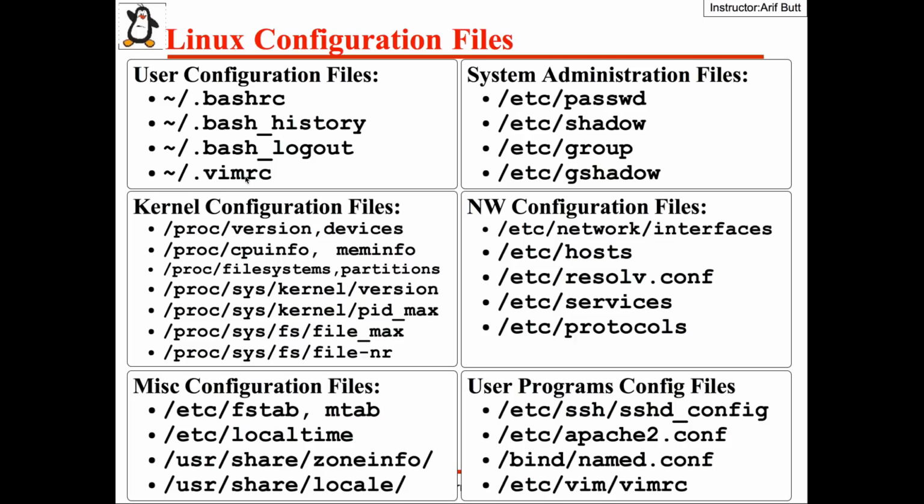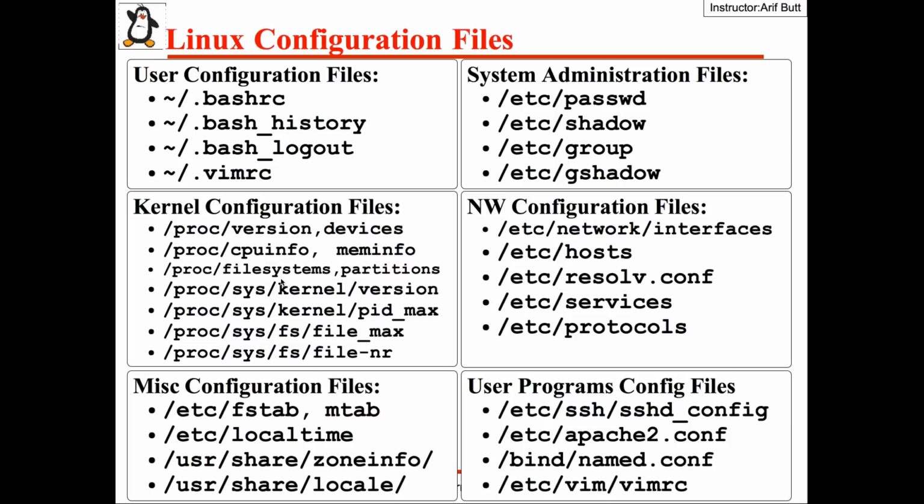Well, then we have various system administration files. We have talked about these files before as well. The passwd file contains 7 colon delimited fields, 1 line for each user account. The shadow file contains 9 colon delimited fields for each user's password and the optional aging information. The group file contains 4 colon delimited fields, 1 line for each group that exists on the system. And the gshadow file contains passwords for every group.